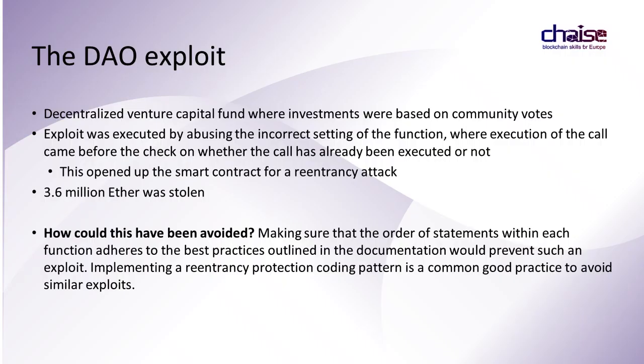The target was a decentralized venture capital fund where investments were based on community votes. The exploit was executed by abusing the incorrect setting of the function, where execution of the call came before the check on whether the call had already been executed or not. This opened up the smart contract for a reentrancy attack. When the funds were transferred out to the malicious smart contract, it recursively called the same function and drained the original smart contract. 3.6 million Ether was stolen.